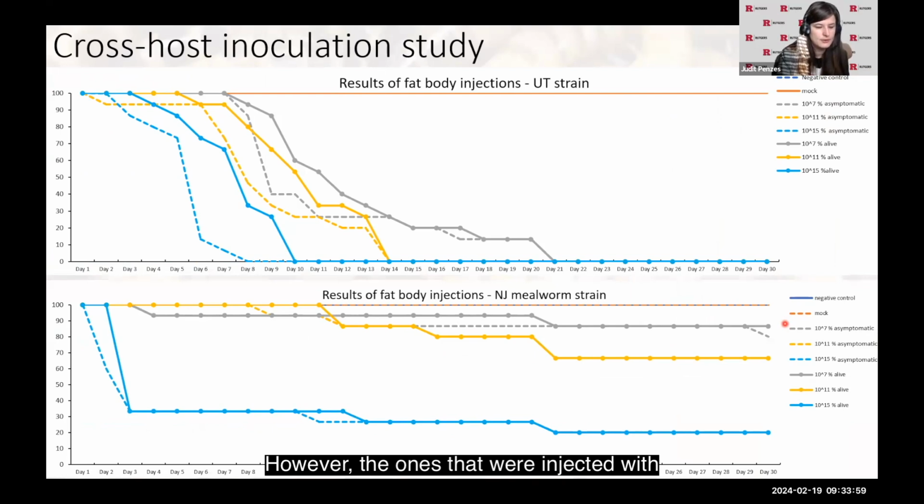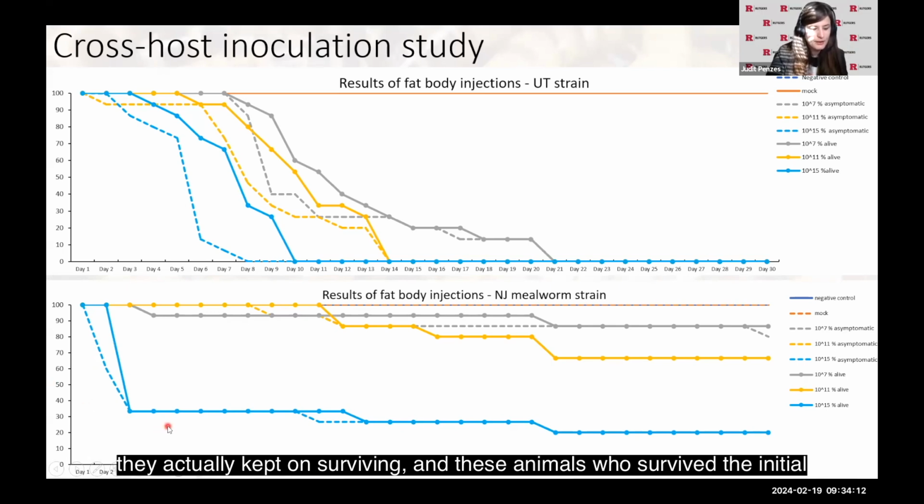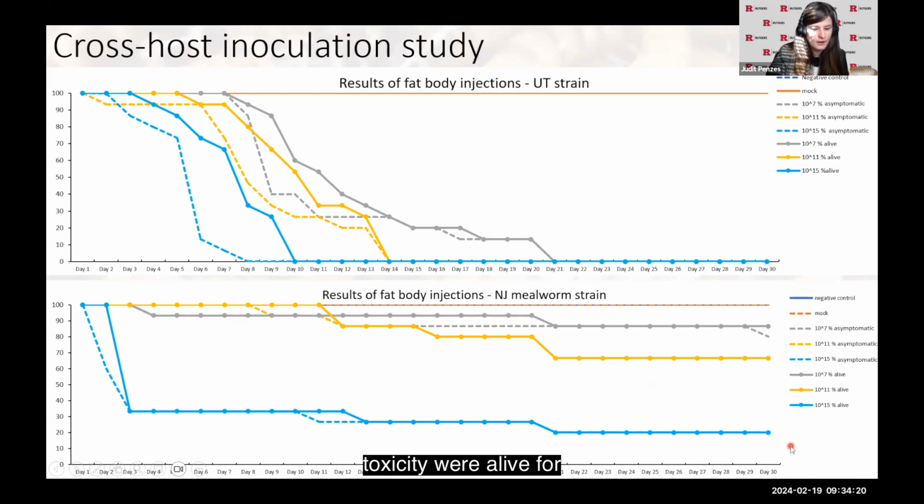However, the ones that were injected with the mealworm strain, after an initial quick die-off in the first couple of days, also in a dosage-dependent manner, they actually kept on surviving. And these animals who survived the initial toxicity were alive for 4 months when we decided to finally euthanize them.